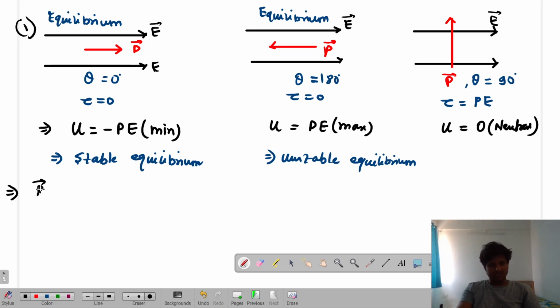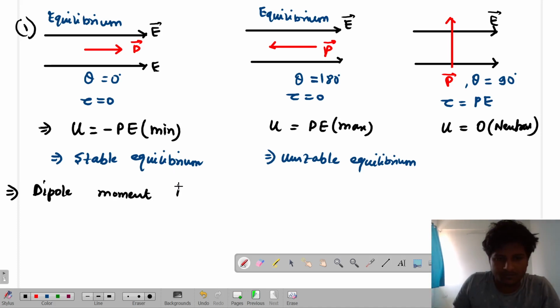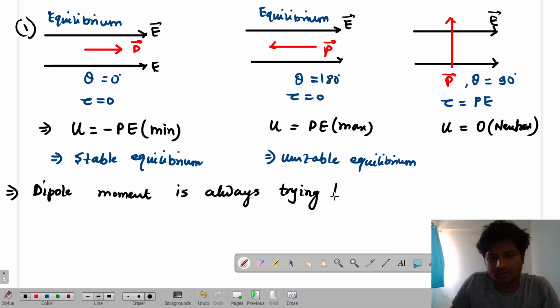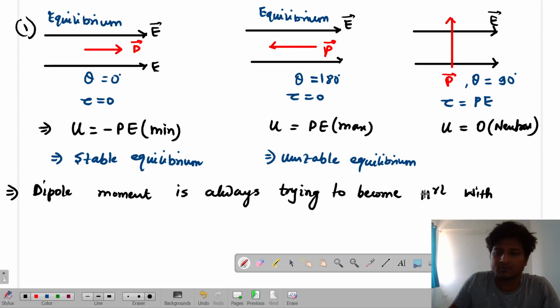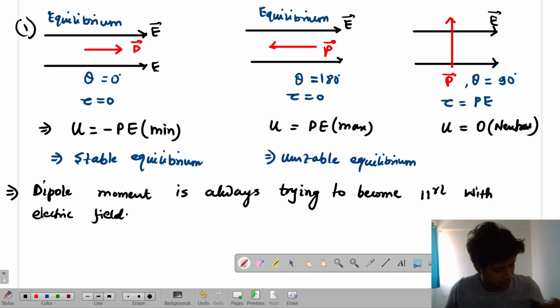So this means that dipole moment is always trying to become parallel with the electric field. Is that clear?